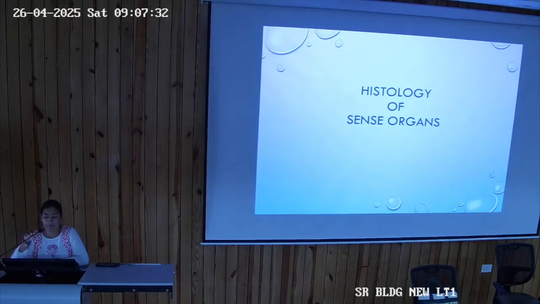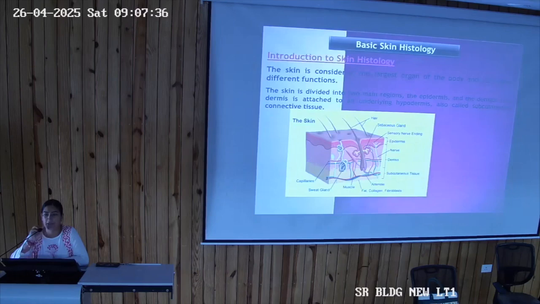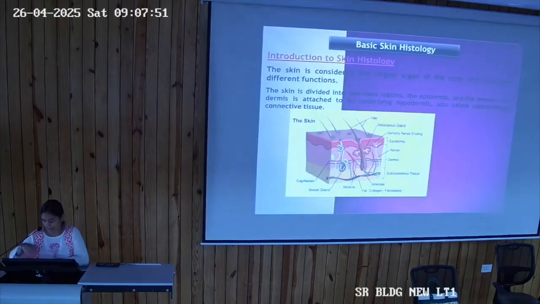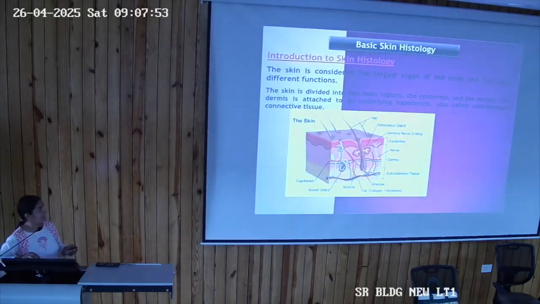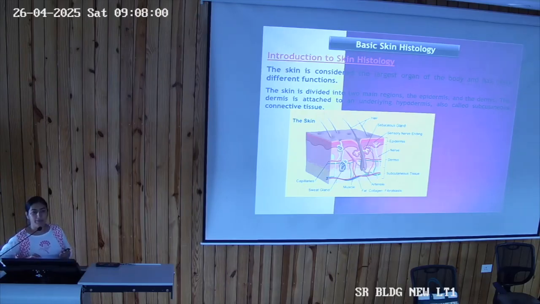So today we will be covering the sense organs. The first sense organ is the skin. We will be covering the skin and parts of the eye, that is cornea and retina. In the skin histology, if we see the gross section here in this picture, there are different layers of the skin that you know by name, epidermis and dermis.